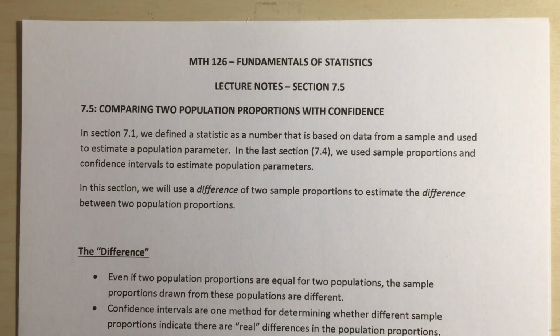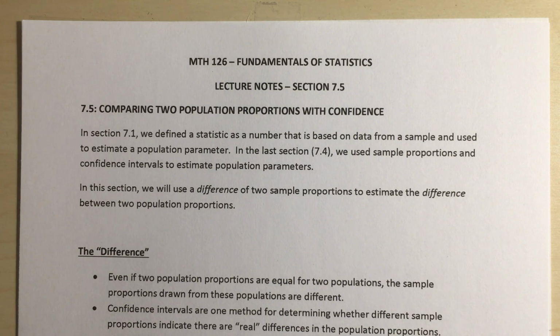So now we're going to finish up Chapter 7 with Section 7.5, and we're going to be talking about comparing two different population proportions with confidence. So in Section 7.1, we defined a statistic as a number that is based on data from a sample and used to estimate a population parameter.